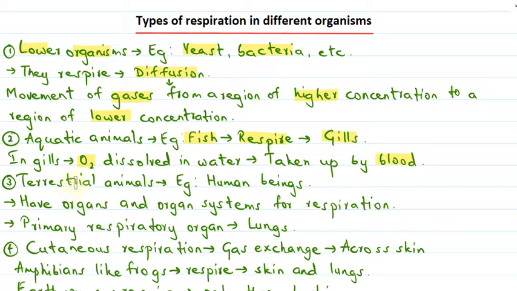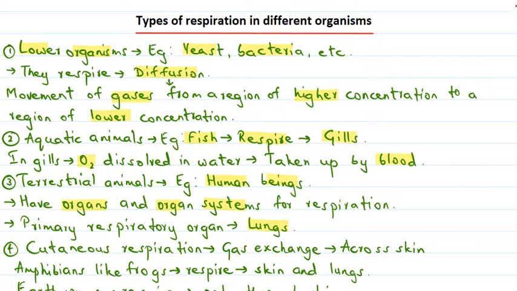Then in case of terrestrial animals, for example human beings, we saw that these terrestrial animals have specialized organs and organ systems that help them in respiration. So their primary organ that is responsible for respiration is lungs. So these animals have delicate organs, hence they are protected by being present inside their body, and through the surface of these fine and delicate organs, the exchange of respiratory gases takes place, okay.